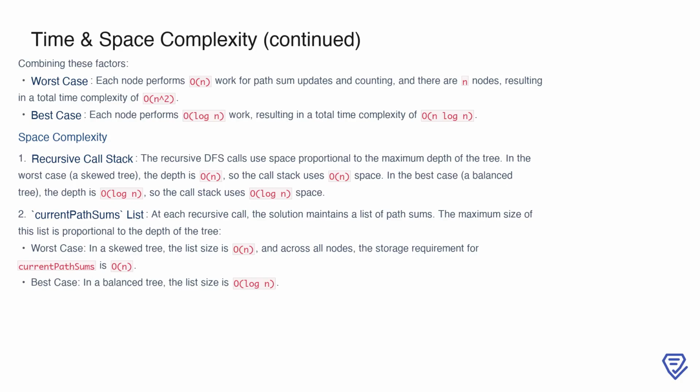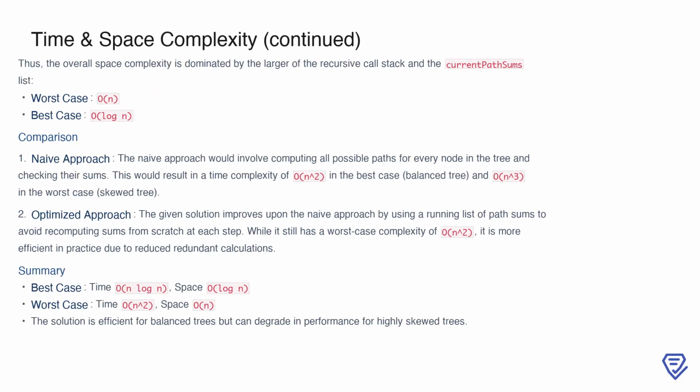Turning to space complexity, the recursive call stack uses space proportional to the tree's depth. For a skewed tree, the depth is O(n), so the call stack requires O(n) space. For a balanced tree, with depth O(log n), the stack space is reduced to O(log n). Additionally, the current path sums list at each node also depends on the tree depth. In the worst case, this list grows to O(n) in size, while in the best case, it's limited to O(log n). Together, the space complexity is determined by the larger of these two factors. Thus, the overall space complexity is O(n) in the worst case and O(log n) in the best case.